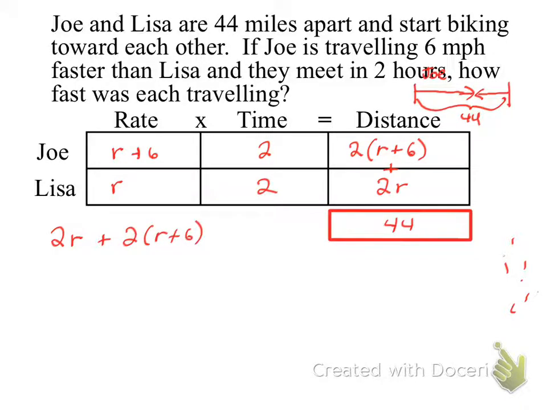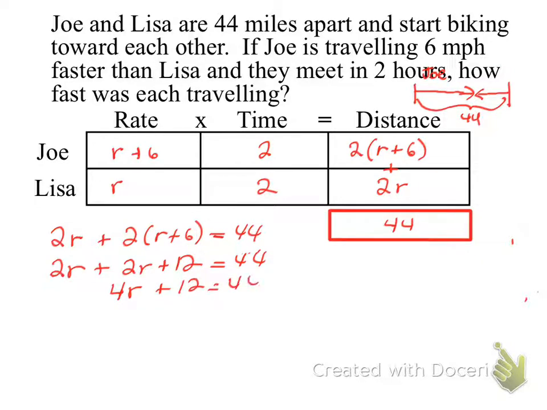Okay, you guys finish it up. Pause the recording, and you finish it up. Okay, so first multiply the r plus 6 by 2. 2r plus 12 equals 44. Then you're going to combine like terms. 4r plus 12 equals 44. Subtract 12 from both sides. You get 4r equals 32. Then divide both sides by 4 and r equals 8.